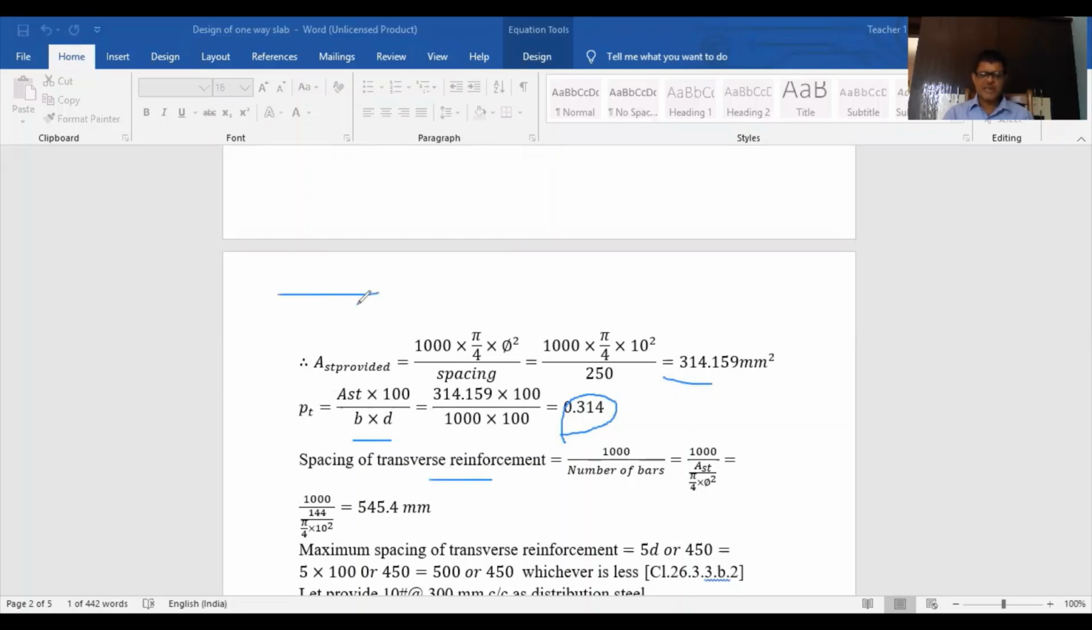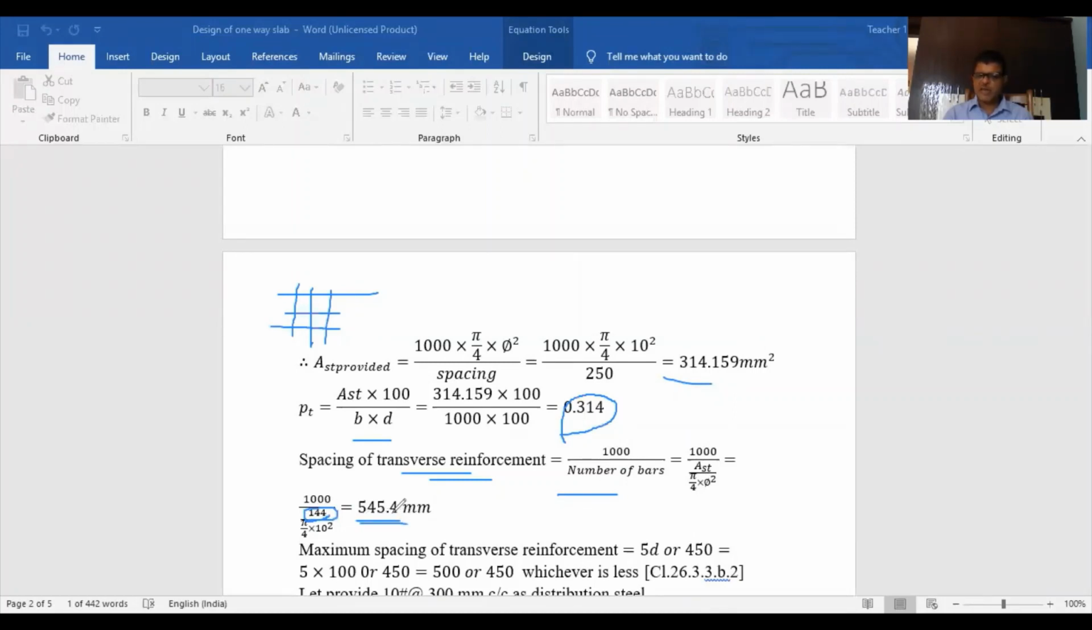Because in slabs, to keep the main bars in position, you will provide some transverse reinforcement. So they will be bound by binding wires to keep in position. Now what is the transverse reinforcement? That is again 1000 by number of 5 bars. The same formula, but here the minimum reinforcement we have found is 0.12 BD, that is 144. So it is coming 545 millimeter.